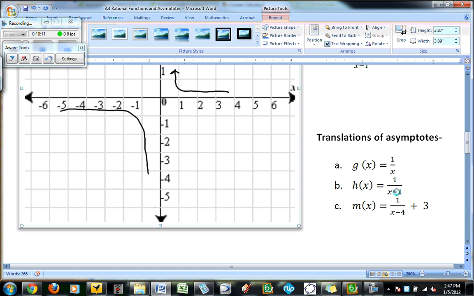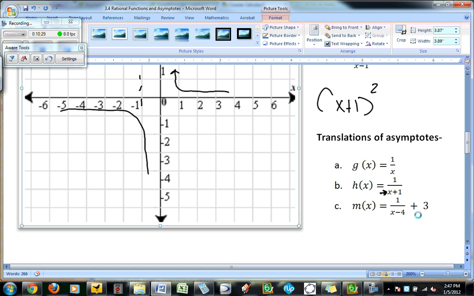If we add one down here, well, we know that the asymptote then is going to move to the left one. It's just like graphing the function x plus 1 squared. We know that it moved the parent graph to the left one. Same thing with your asymptote. If it's down in the denominator, it's going to move your asymptote to the left one.